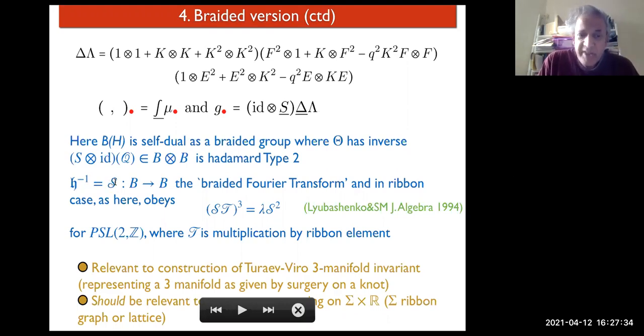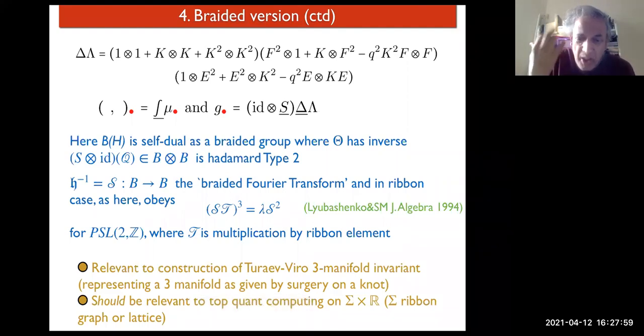Now this braided Fourier transform obeys the mapping class group identity for PSL2Z. So that's this identity here for some constant lambda. Here T is multiplication by the ribbon element, so this is also a ribbon Hopf algebra. Now, I really have run out of time this time, so I'll just say that this is relevant to the construction of three-manifold invariants by surgery.